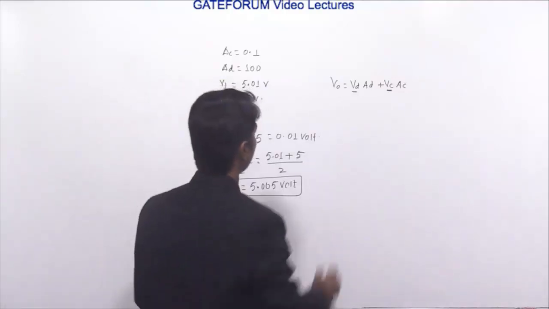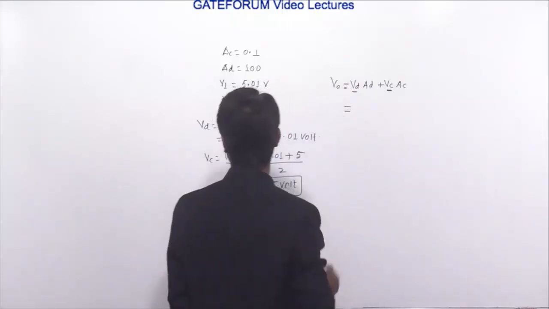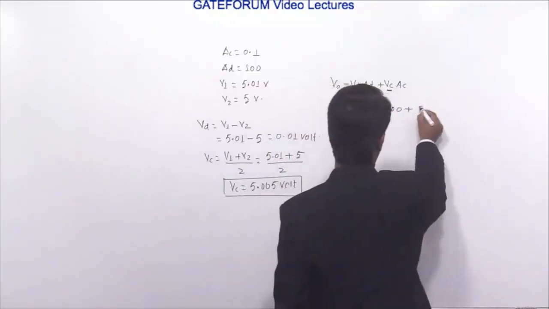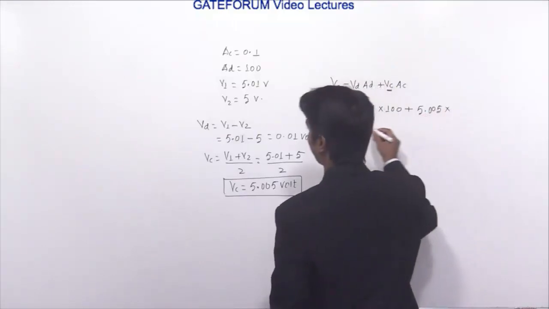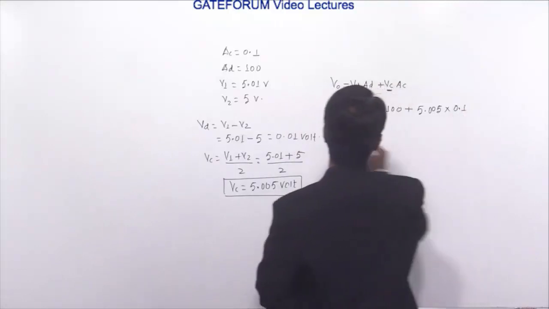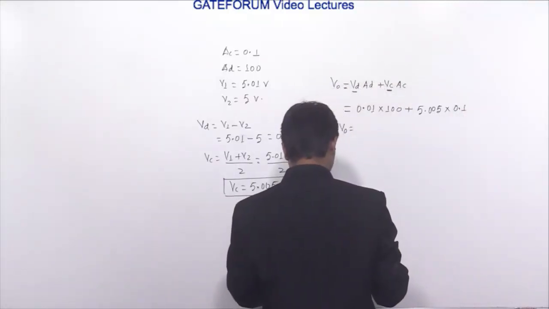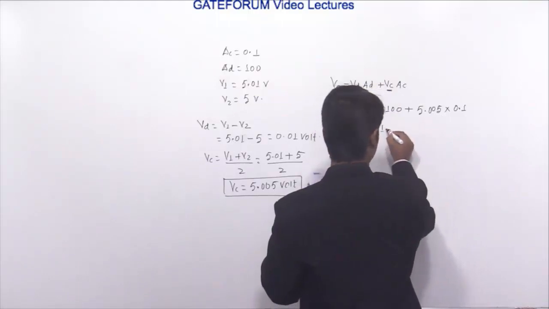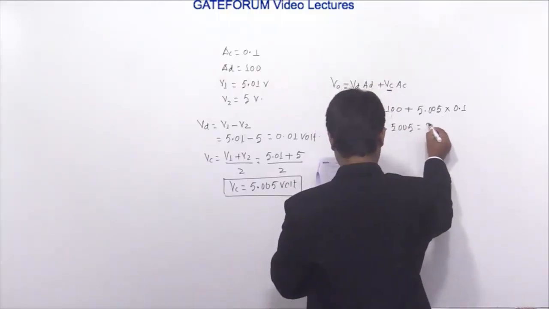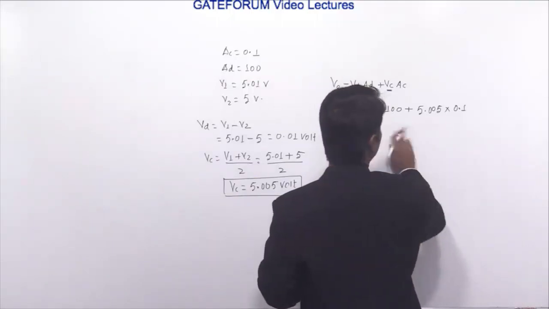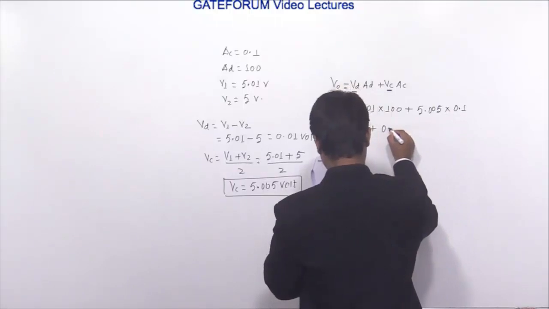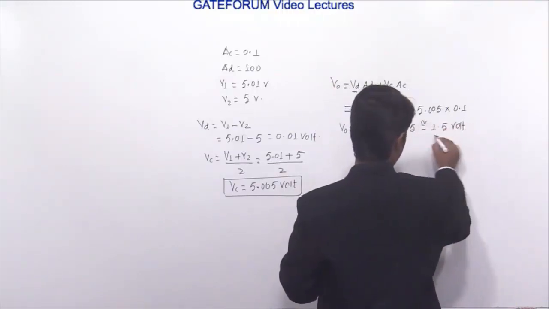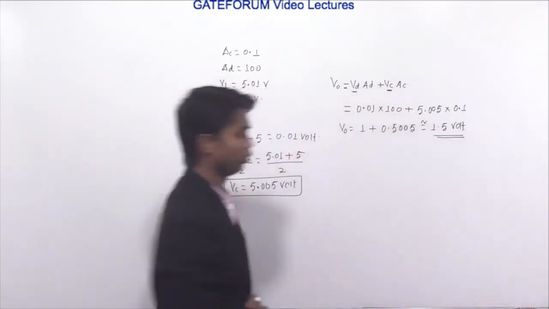5.005 volt. Now VD is 0.01, AD is 100, plus VC is 5.005 into AC, which is 0.1. Therefore V0 will be, after calculating this, 1 plus 0.5005, therefore it is nearly equal to 1.5 volt.